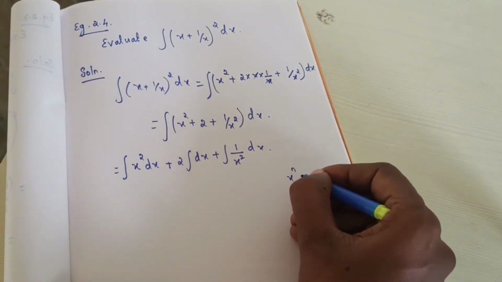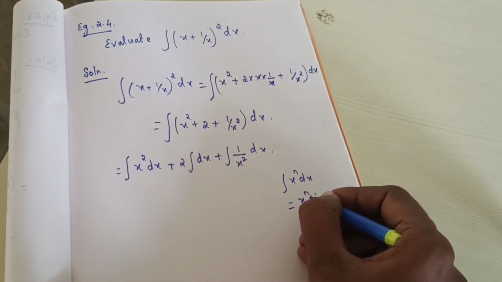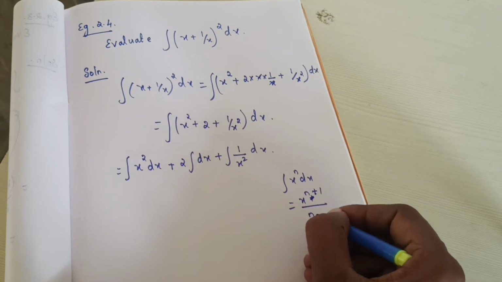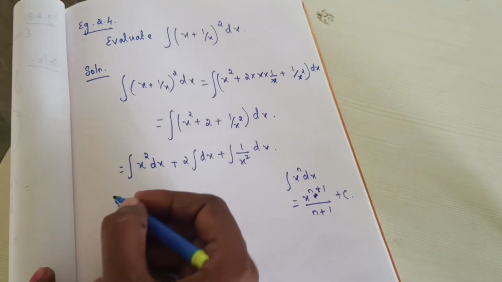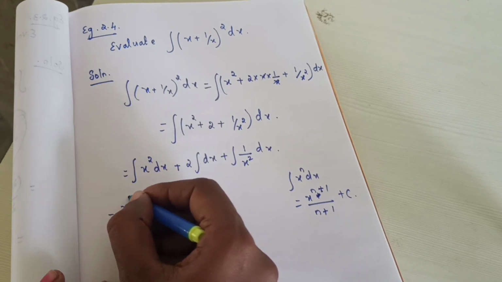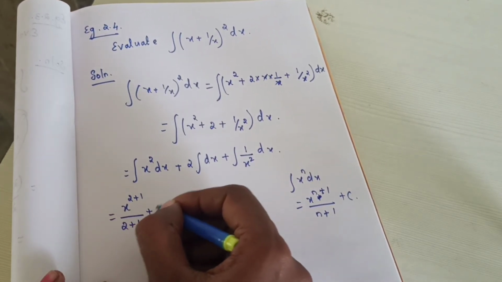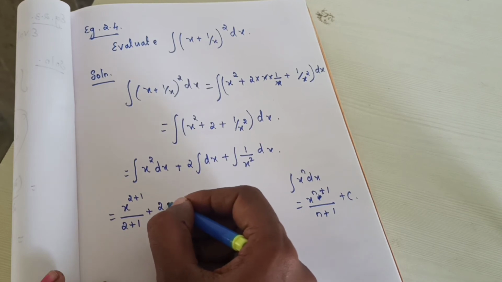Integral of x power n dx. What's the formula? x power n plus 1 divided by n plus 1, plus c. Now use it. What will happen? x power 2 plus 1 divided by 2 plus 1, plus 2 into, what's the integration of dx? Already I said, what's the integration of dx?